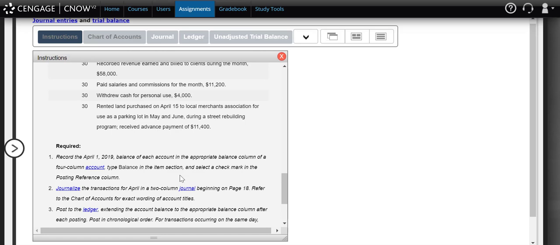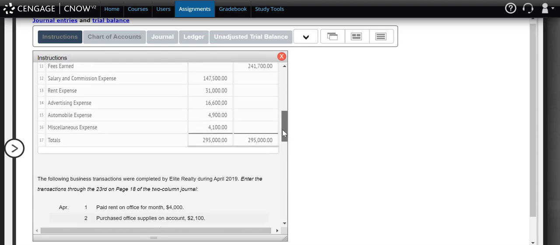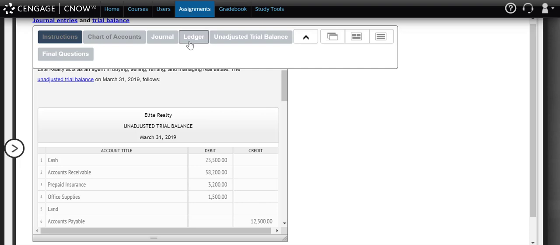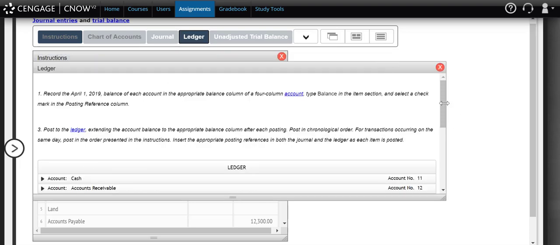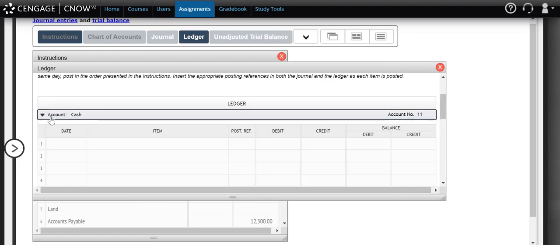So in the first requirement, they tell you that we need to enter those beginning balances to get started. So before we can do any of our journalizing for April, we need to enter in these balances. So I'm just going to do an example for you. I'm just going to use cash as our example. So up here in our ledger, we're going to click on our ledger. We're going to open to our cash value.